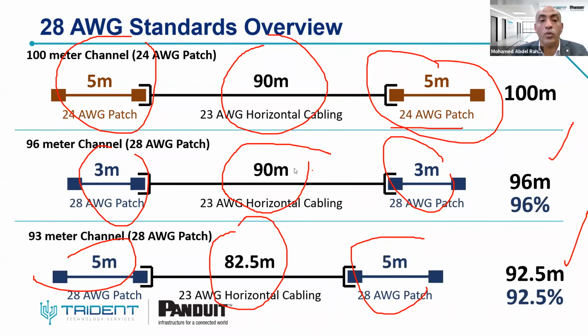Also, you can go to the applications. We have applications on mobile for Android and iOS. You can check for the derate it. It's called derate it. You can check the maximum length that can be used if you have a 24 AWG or 26 AWG or even 28 AWG patch cord.